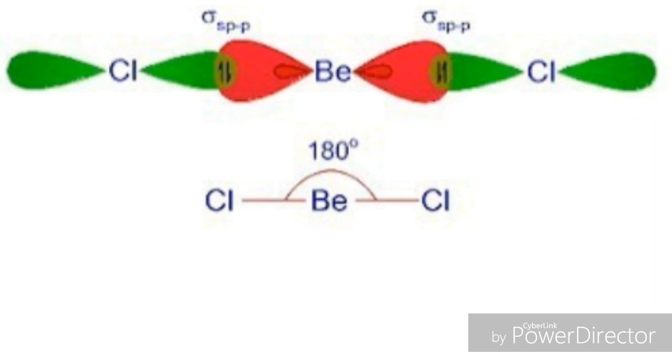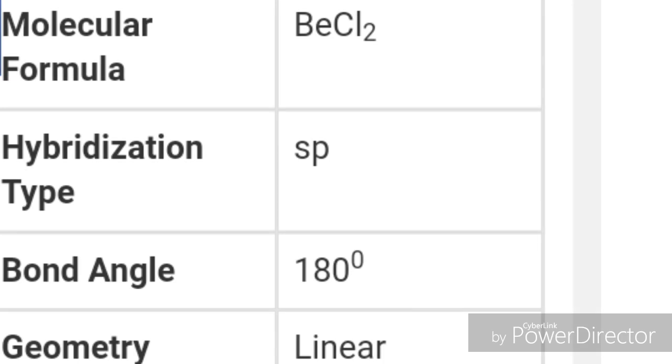Students, here you can see the hybridization in beryllium chloride, BeCl2. The bond angle is 180 degrees and it's a linear molecule. Earlier in VSEPR theory, we learnt about the bond angle and shape of beryllium chloride. The type of hybridization is sp, the bond angle is 180 degrees and the molecular geometry is linear.